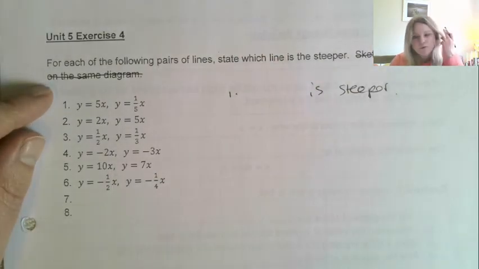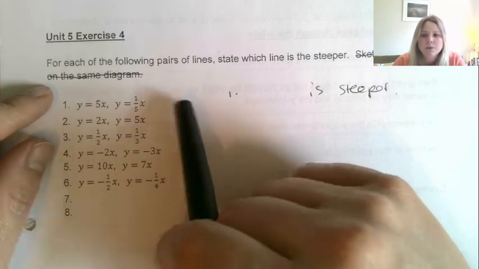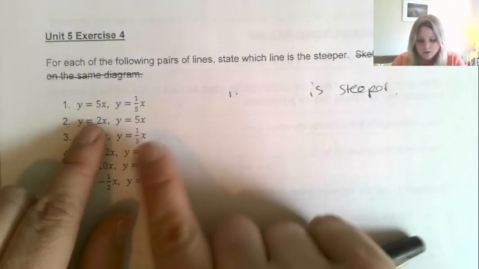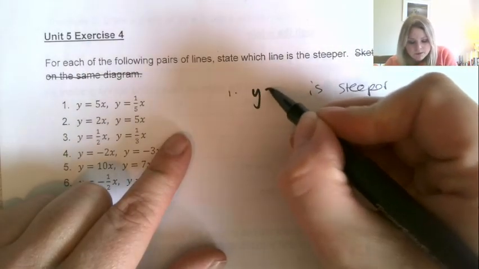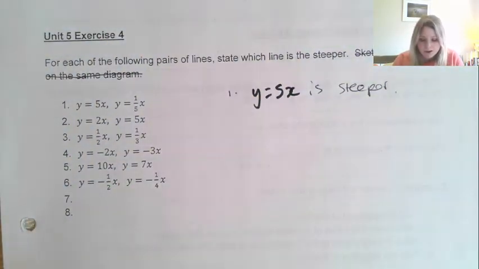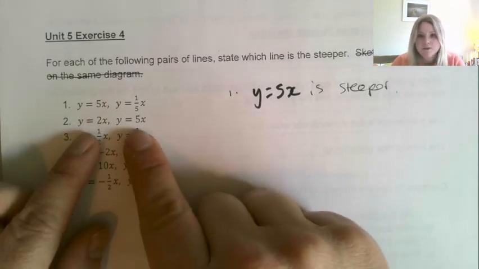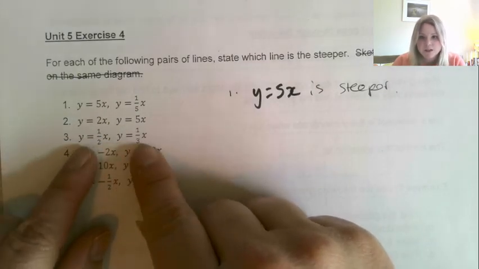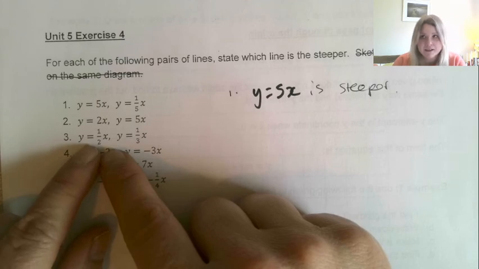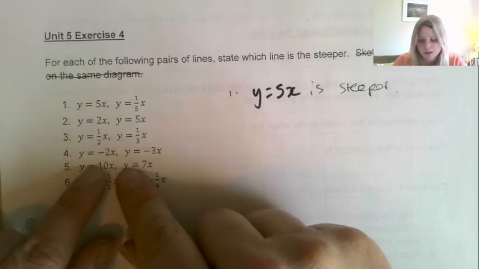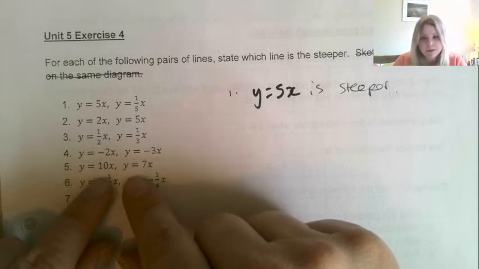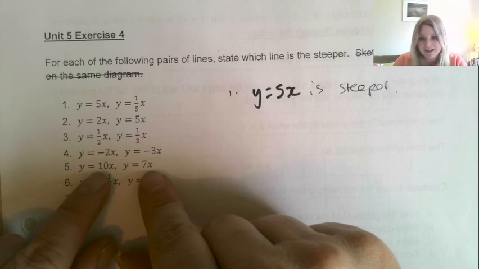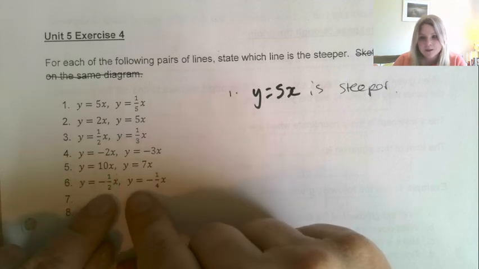Over the page then, page 59, we had to say which one of these were steeper. So in question 1, the y equals 5x is steeper. I'm not going to write them all out, but I'll be saying them, okay? Question 2, y equals 5x is steeper. Question 3, y equals 1/2 x is steeper, because 1/2 is bigger than 1/3. 4, y equals -3x is steeper. 5, y equals 10x is steeper. And 6, y equals -1/2 x is steeper.